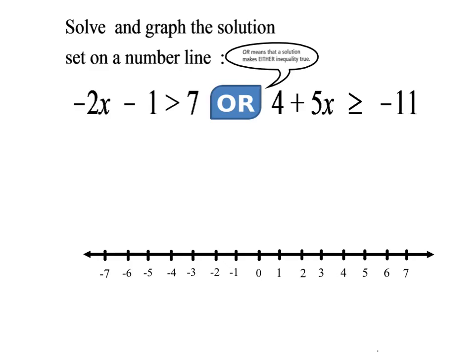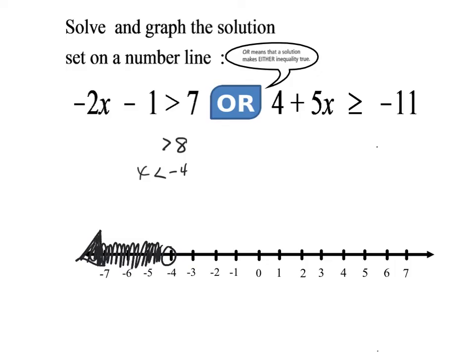We're going to add 1 to both sides, so that makes it 8. We're going to divide both sides by -2, so that makes it -4. Switching the sign, and so there's x. So I don't even worry about the right-hand side. I come down here, put an open circle, and I go to the left because it's a less than. All right. Do the same thing over here.